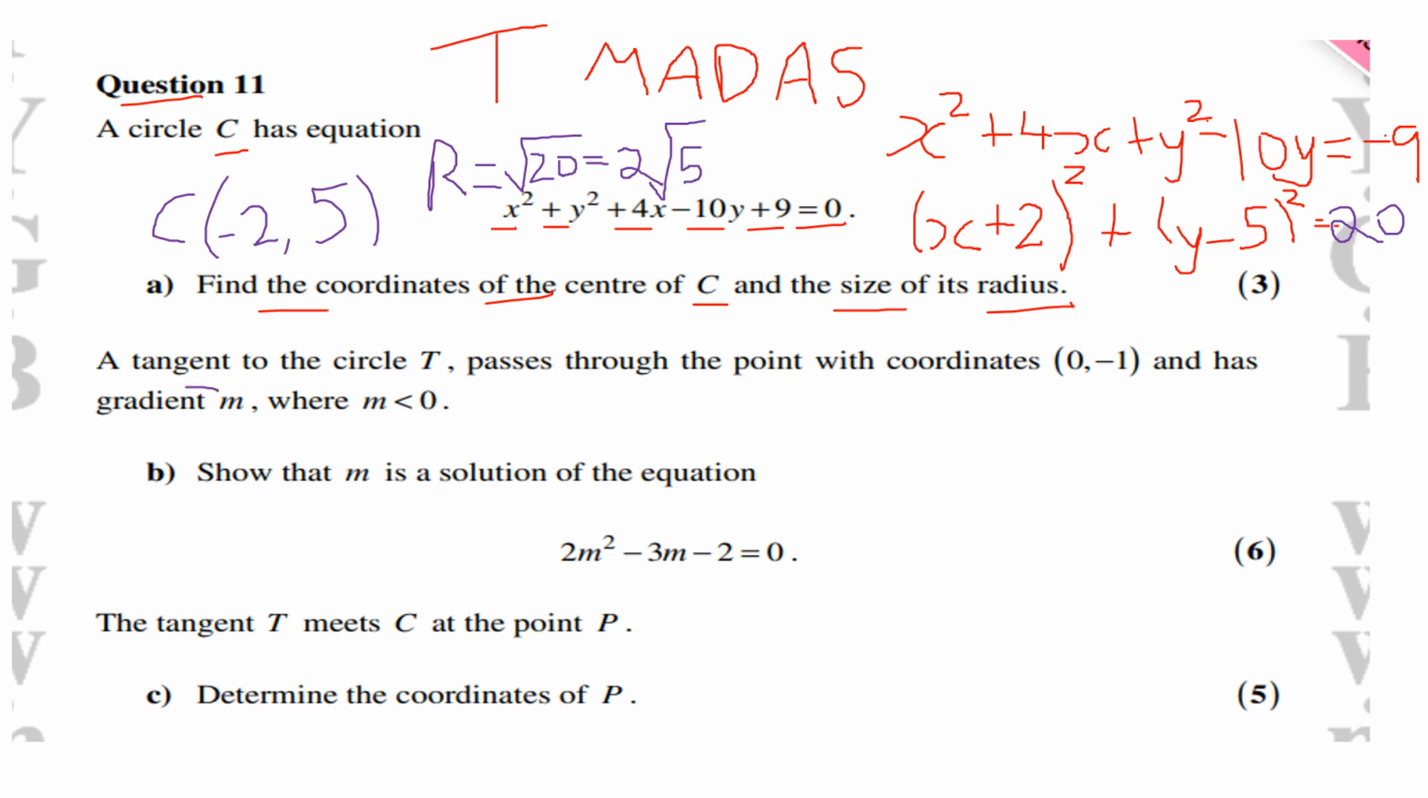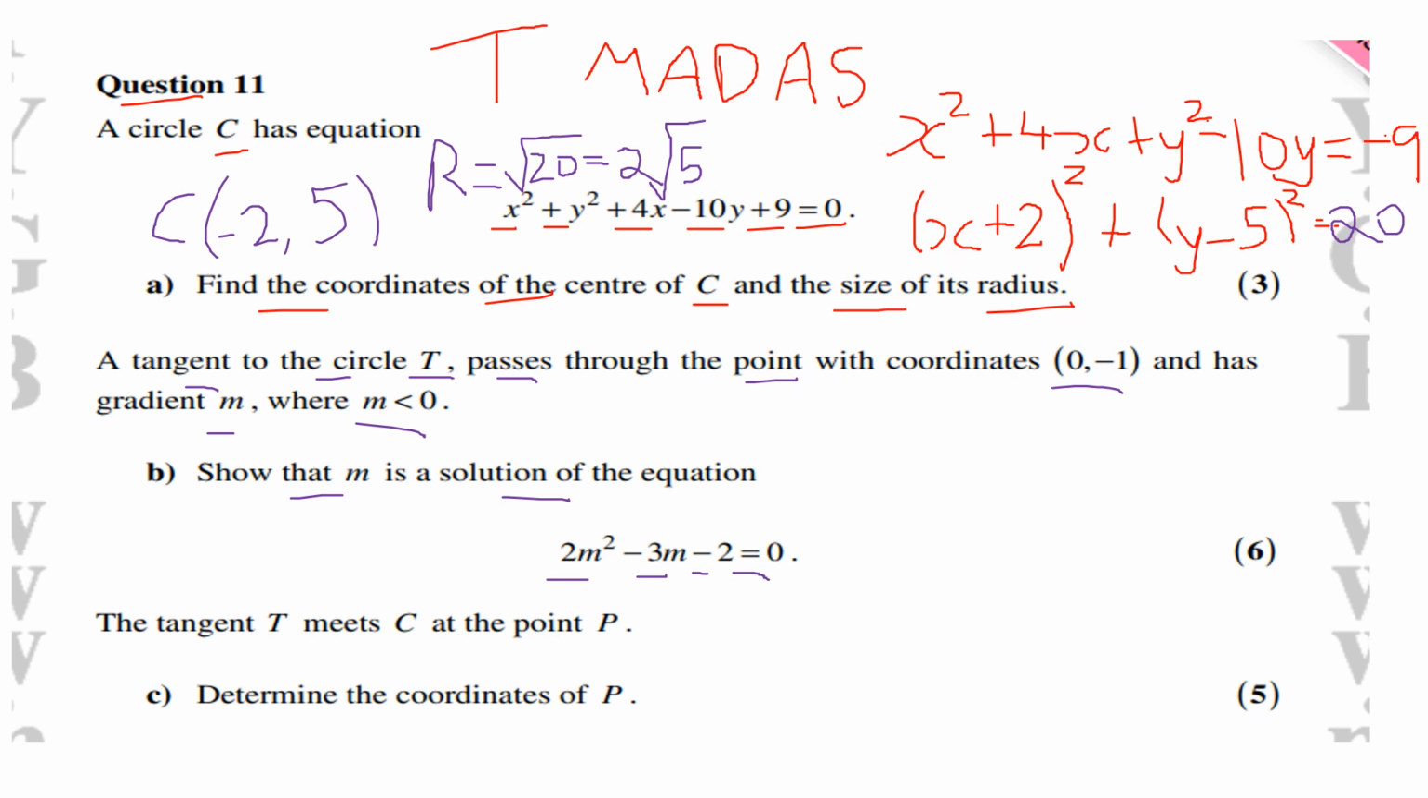Part B. A tangent to the circle, T, passes through the point with coordinates 0, minus 1, and has gradient m, where m is less than 0. So that m is the solution of the equation 2m squared minus 3m minus 2 equals 0.